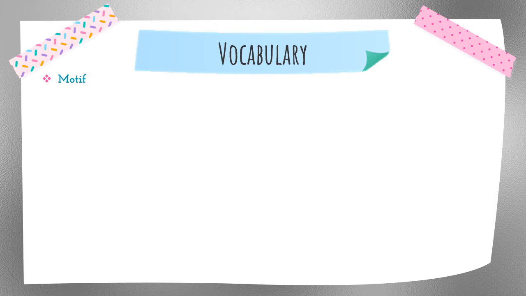The first word is motif. All of the words, by the way, in today's vocabulary lesson have to do with literature. So a motif is a recurring subject or theme in a work of literature. It's something that you keep seeing, it keeps coming up, a theme that keeps coming over and over. You see it in a book or a play or whatever it is.